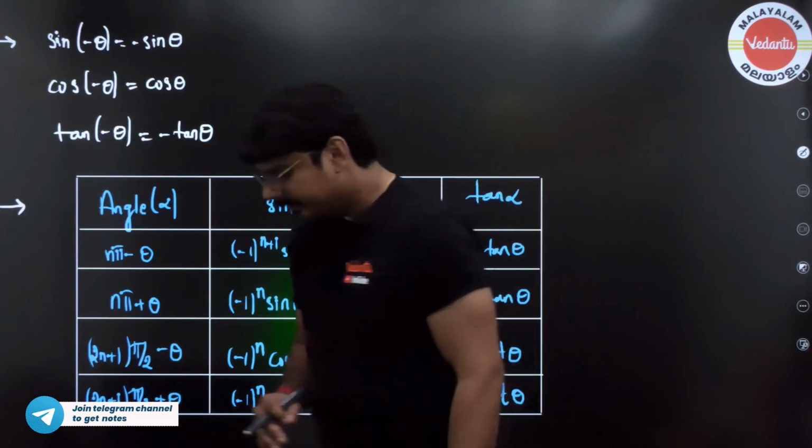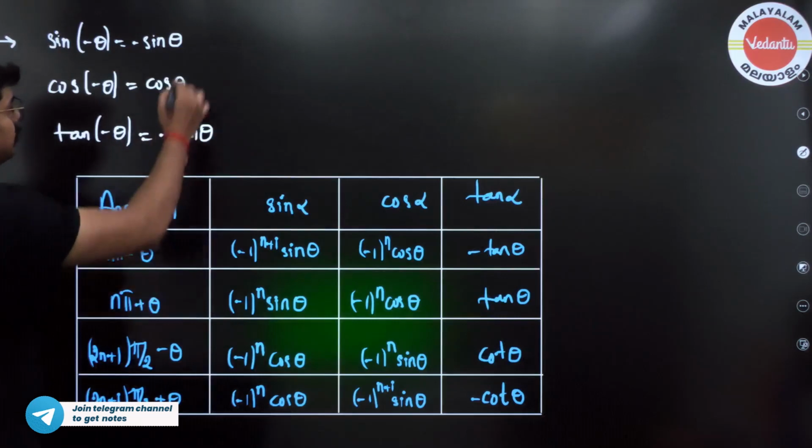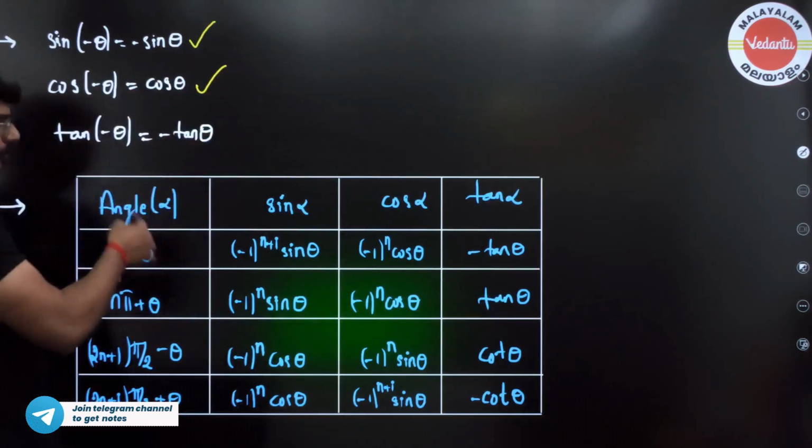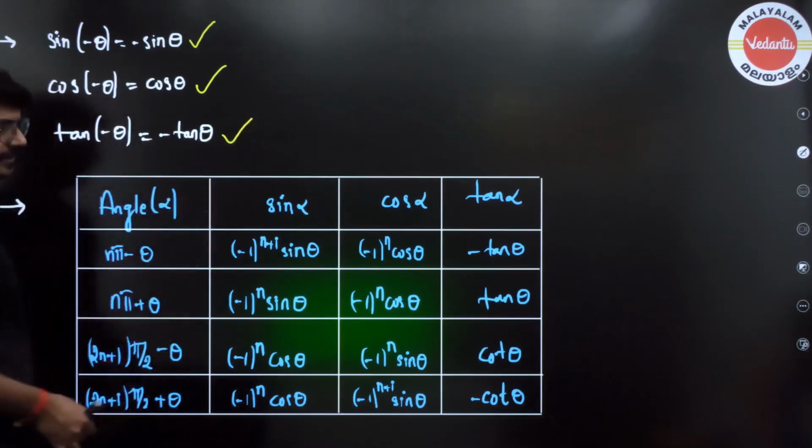That's it. Okay, so sine of minus theta is going to be minus sine theta. Cos of minus theta is cos theta. Tan of minus theta is minus tan theta.